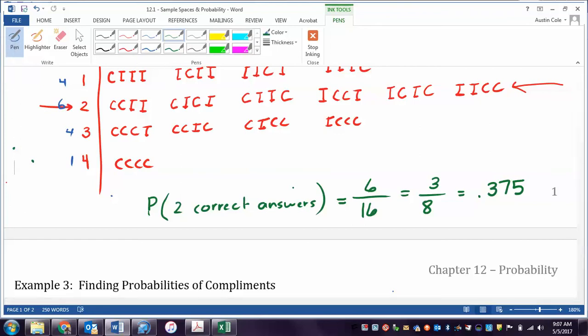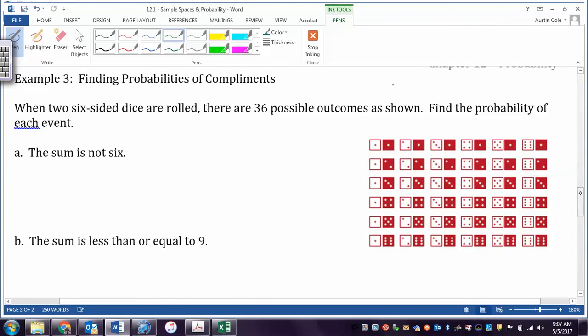Questions there? Okay, top of the next page. It says when 2 6-sided dice are rolled, there are 36 possible outcomes as shown. So if you roll 2 dice like you do in Monopoly and a lot of other board games, there are 36 possible outcomes. Find the probability of each event. All right? Find the chance of this event: the sum is not 6.